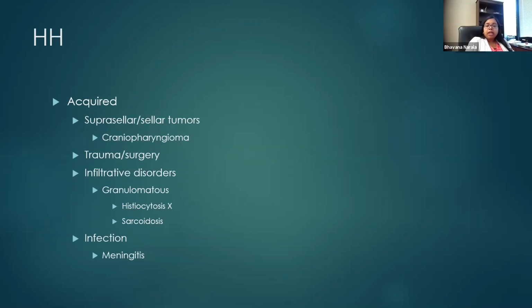And then acquired are the ones that are due to brain tumors, maybe suprasellar or sellar tumors. We frequently see craniopharyngioma, trauma or prior surgery to the pituitary gland, infiltrative disorders, such as granulomatous disorders such as histiocytosis, sarcoidosis, prior history of infection, meningitis. These kids could present sometimes with precocious puberty, but also could present with delayed puberty.